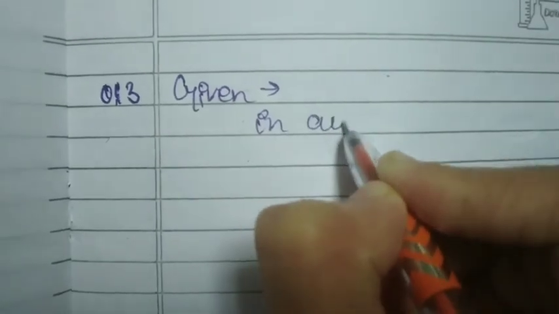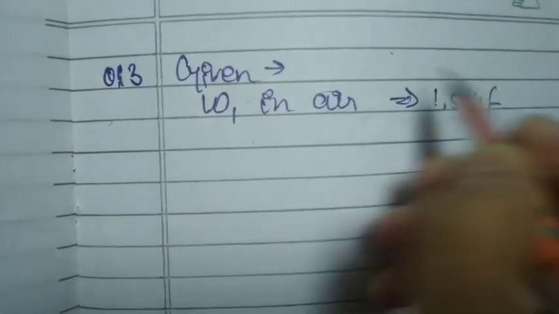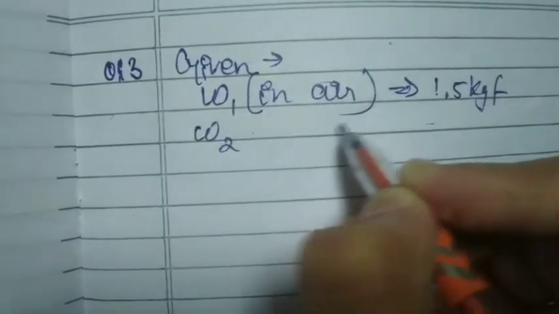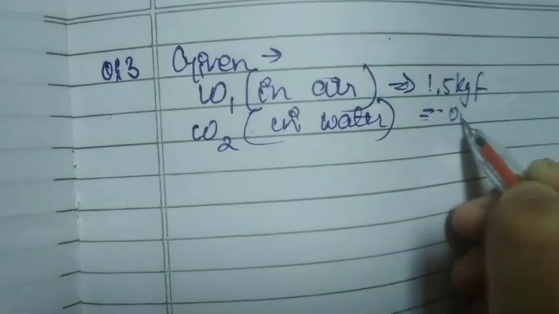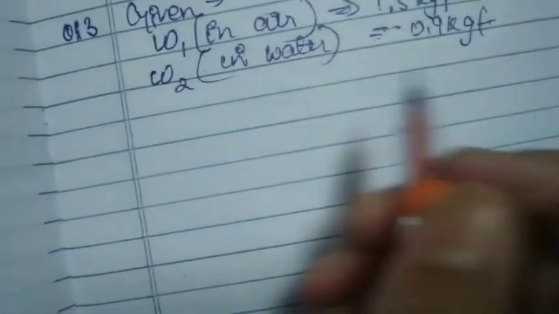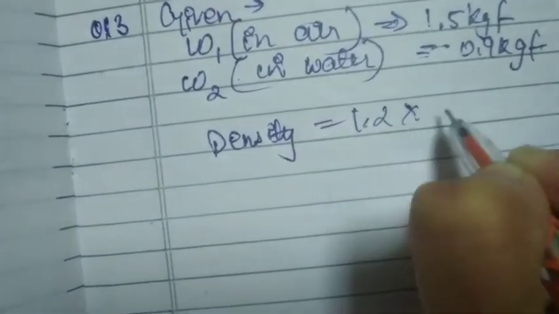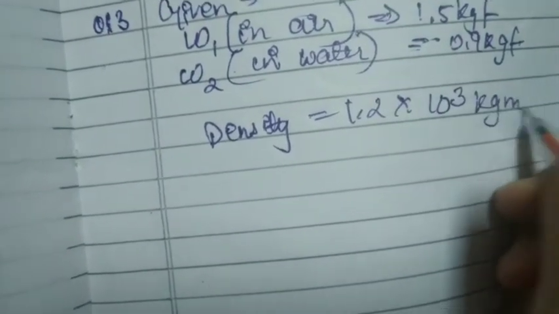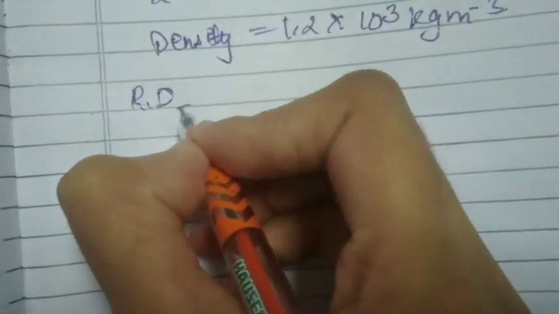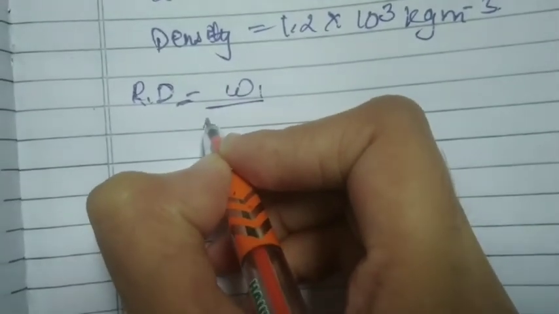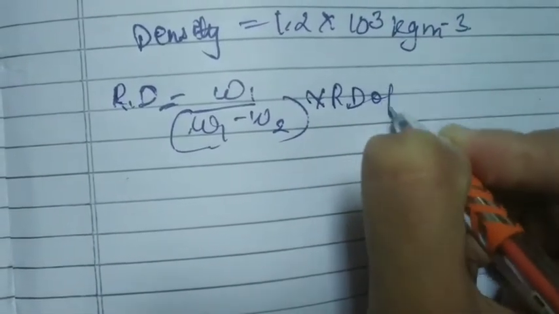So given things are, first in air, V1 is 1.5 kgf, V2 in water, that is 0.9 kgf, and the density is 1.2 into 10 to the power 3 kg meter minus 3. The formula that we are going to use is RD is equal to V1 upon V1 minus V2 in brackets into the RD of the liquid.